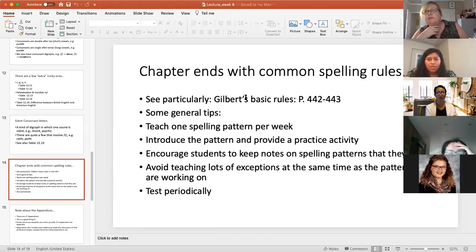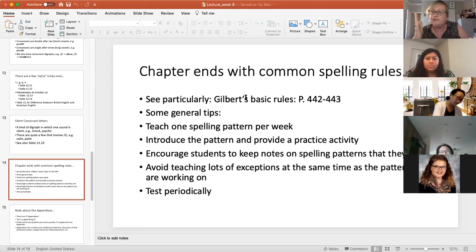They then give you some general tips. Teach 1 spelling pattern per week. Basically I agree with them in the sense of teach 1 at a time. Don't suddenly start saying, let's look at all the ways in which spelling is different. That's not a lesson. That's just more of a kind of torture. But as I say, if something comes up while you're doing something, then yeah, sure, teach that spelling pattern, introduce it, provide the practice.